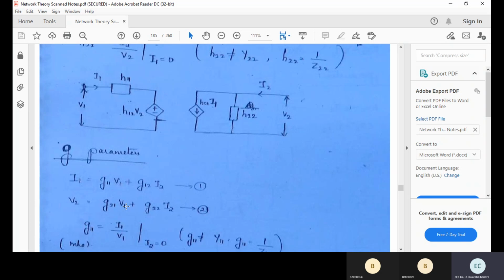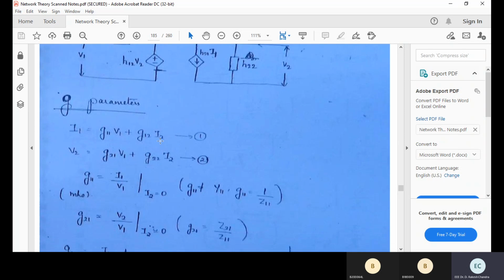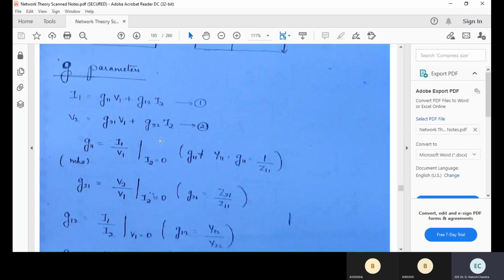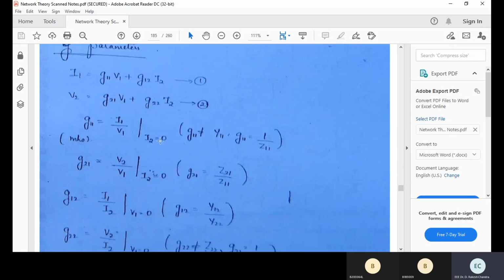At one side, it's a series connected. At another side, if you are speaking about I2 here, you're speaking about I2 means the parallel combination. Z parameters reverse to your H parameters. There V1 and I2, here I1 and V2. Just replace that. And G11 V1 plus G12 V2. Here V2 is equal to G21 V1 plus G22 I2.